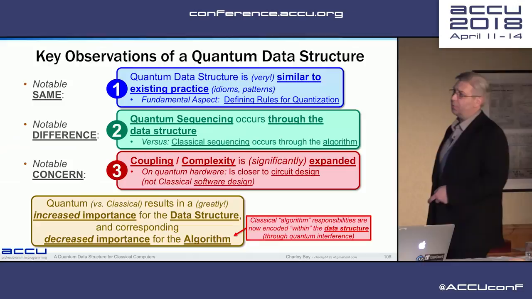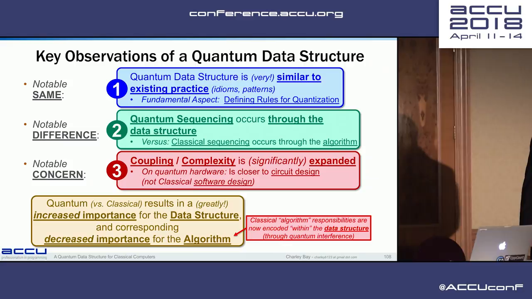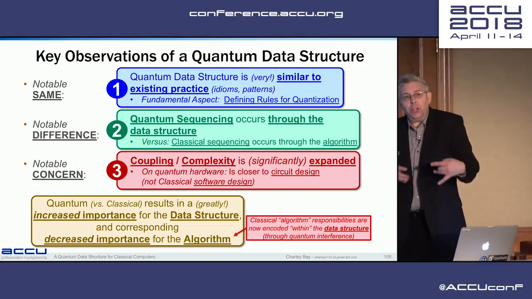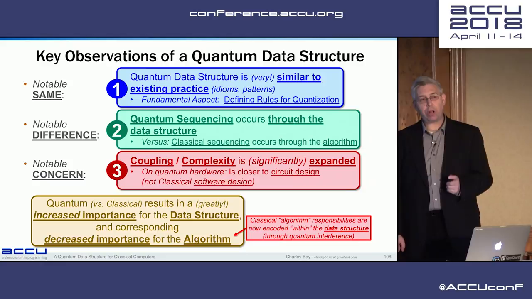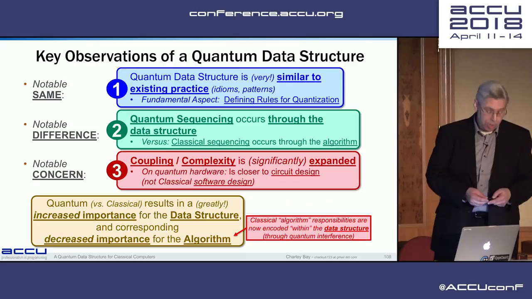Key observations. A lot of stuff is the same. It's what we do now. If you have a well-defined system, it's going to work with quantum data structures. Now, there is a difference with the sequencing. We really do need to manage our sequencing, except when I do an observation, when I do a dot get, that's going to be a mutating destructive access, an irreversible side effect. So any of the sequencing for that is actually going to be internal to the object. It's not in the algorithm.